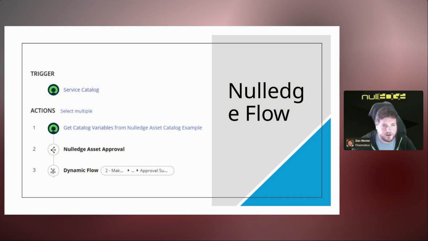So what our full flow looks like right now is this. We have our service catalog trigger. We are pulling our variable of asset type from the service catalog item. We're passing that into the decision table to pull out the specific approval subflow that applies in that use case. And then we're calling that approval subflow using dynamic flow.